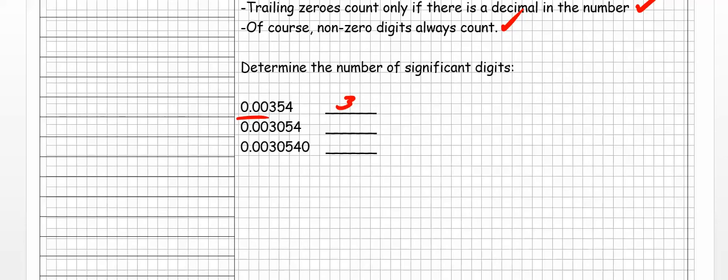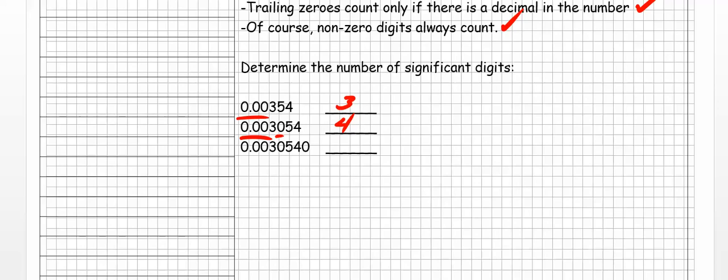Let's take a look at this number. We've got 0.00. Those zeros are leading. They don't count. They're not significant. But this 0 is different. This is trapped between two non-zero digits, so it's significant. So we have 3, 0, 5, 4. We have 4 significant digits just like that.